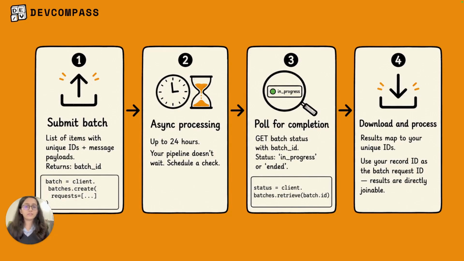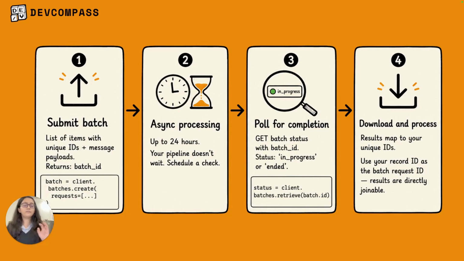Step 2 is wait. The batch processes asynchronously. You don't hold a connection open. The pipeline can do other things or schedule a check for later. The processing window is up to 24 hours. Step 3 is check status. You poll the status endpoint with your batch ID, client.batches.retrieve(batch ID). Status comes back as in progress or ended. When it's ended, the results are ready.